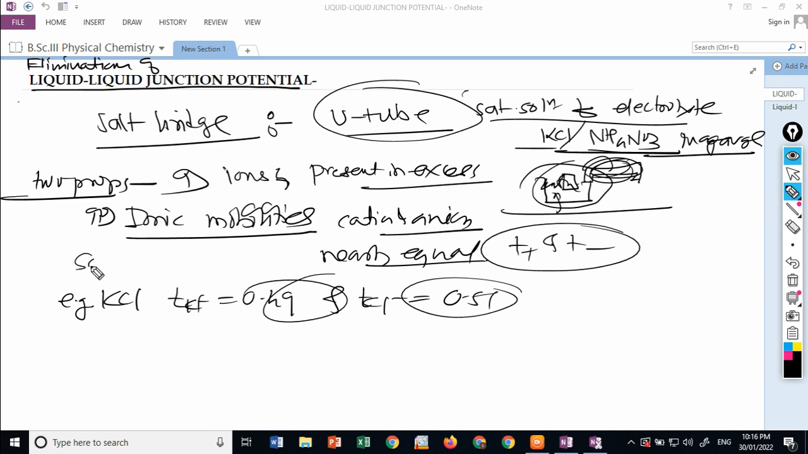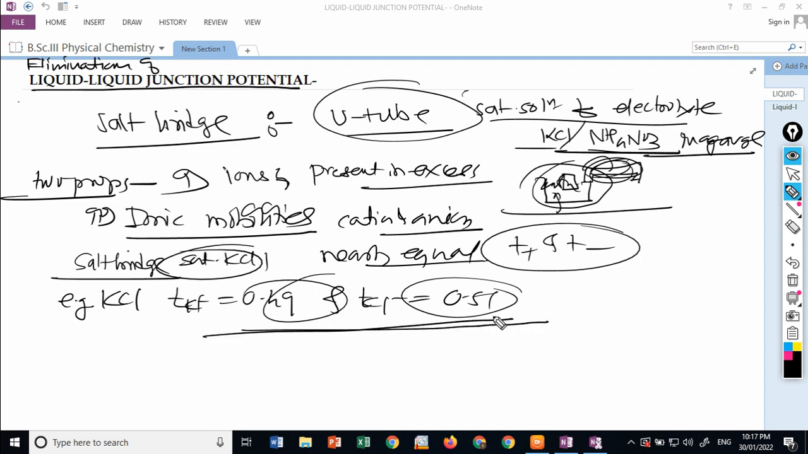So the salt bridge, which is made up of saturated KCl, is a versatile salt bridge. These ions diffuse out of the salt bridge into the dilute solution at nearly equal rates. Under the above conditions, the liquid junction potential is very small and can be neglected. So KCl is often used in a salt bridge.